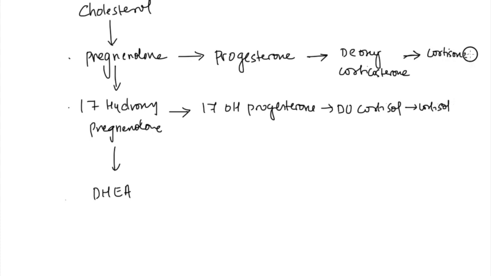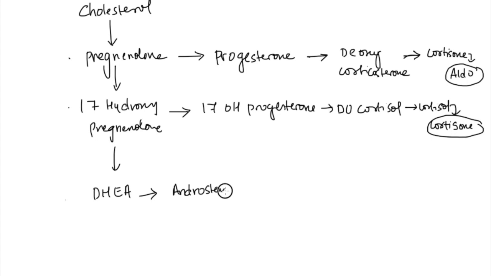This will get further converted into aldosterone, which is your mineralocorticoid. Cortisol will get converted into cortisone, which is your glucocorticoid. So they're pretty similar. Next, if you look at DHEA, this is a little different. It becomes androstenedione. Then it converts into testosterone.